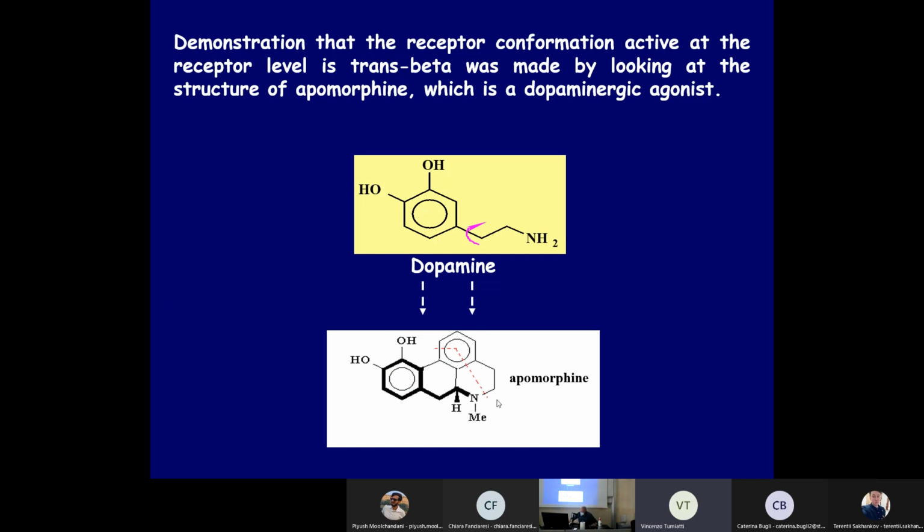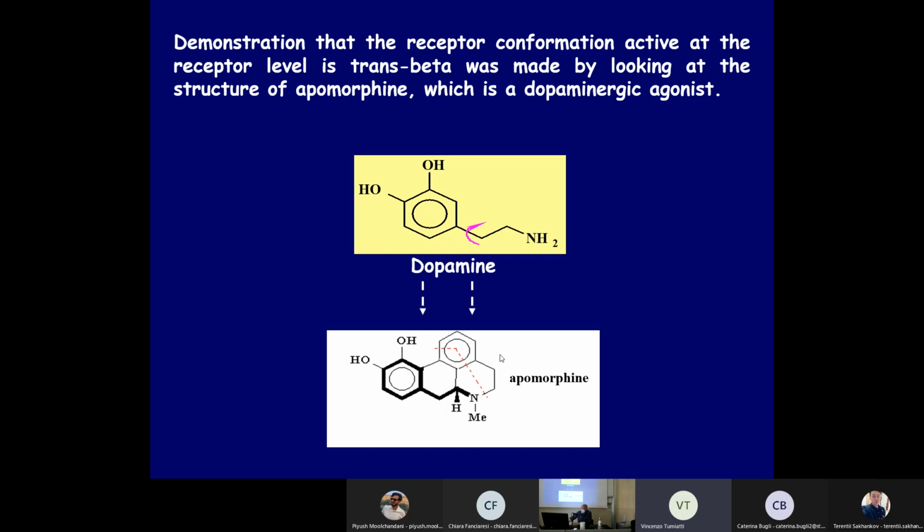Please see this molecule, called apomorphine. Apomorphine is a derivative of morphine. Morphine is treated in acidic conditions, and with a rearrangement of its structure, we get apomorphine. Apomorphine is a strong and potent agonist of dopaminergic receptors. Please, you can see in bold the chemical structure of dopamine, and in particular, you see the active conformer of dopamine.